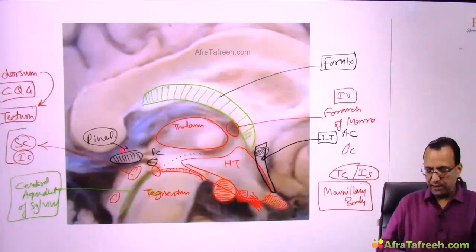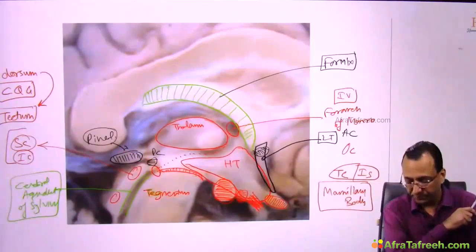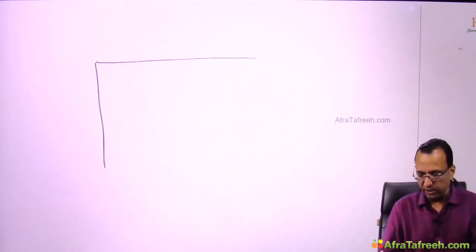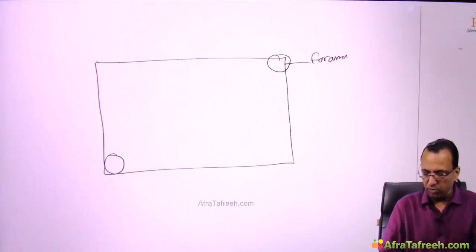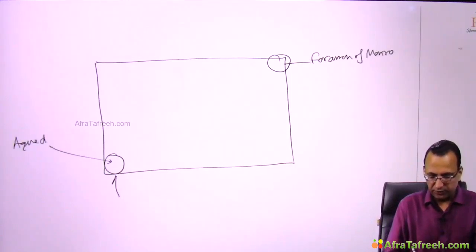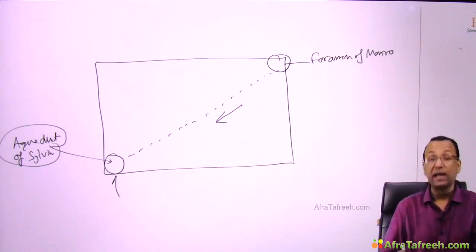So let us make a diagram now ourselves, a schematic diagram for the boundaries of the third ventricle. Where do you start and where do you end? Actually, this is called the foramen of Monro. And this is the aqueduct of Sylvius, the beginning of the aqueduct of Sylvius. So that is the extent, that is where the CSF is running. Yes, CSF runs downward like that.